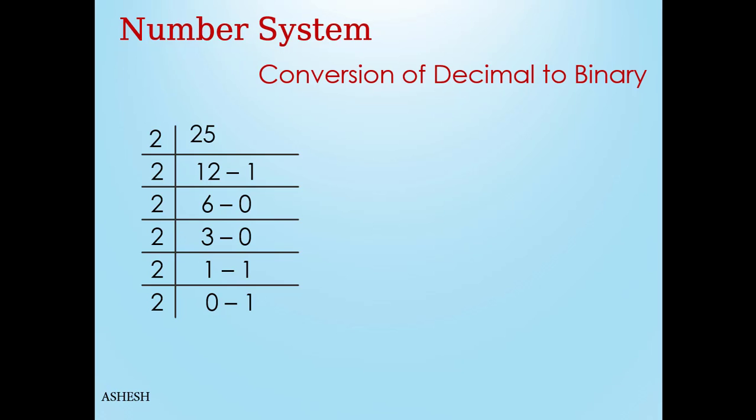6 divided by 2, quotient 3, remainder 0. 3 divided by 2, quotient 1, remainder 1. 1 divided by 2, so the quotient is 0, remainder 1. Answer: decimal number 25 equal to binary number 11001.